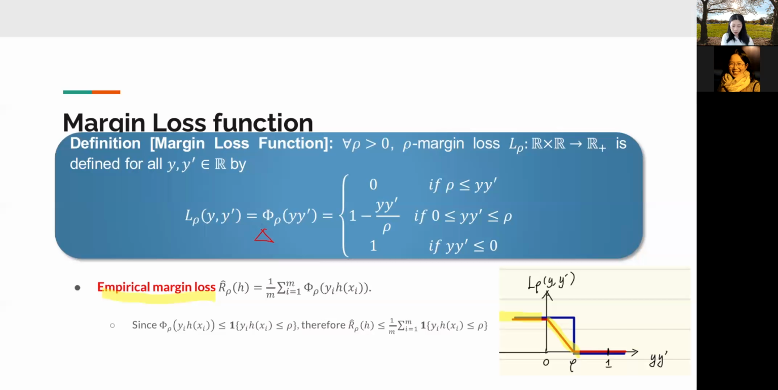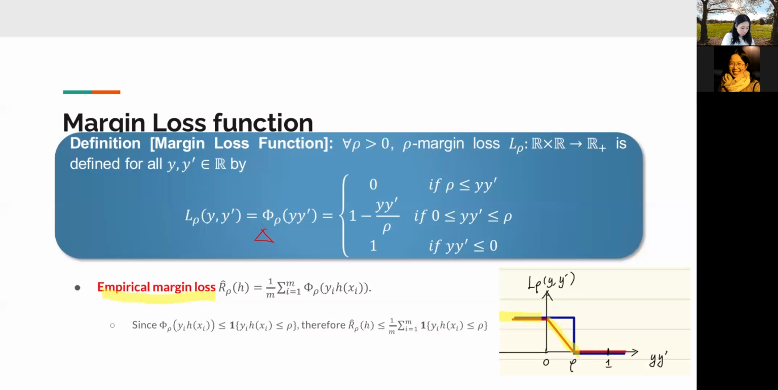But now this is different. You can see I'm being more strict. I allow it not only to be greater than 0, but greater than some rho. The rho has to be greater than 0. So it is strictly greater than 0 with some margin. Right? That's exactly how we use margin in English, right?